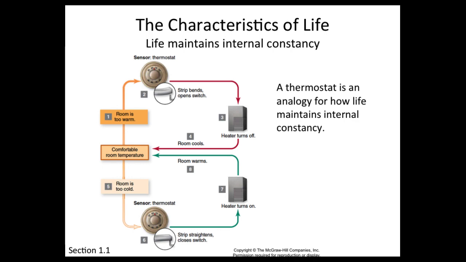If the room gets too warm, then you turn down the thermostat. That's going to cause a strip to bend, a switch to open, and the heater turns off. If the room gets too cold, then you crank up the thermostat. This internal strip inside your thermostat straightens up, it closes the switch, and the heater turns on. The electricity then goes into that heater to turn it on.